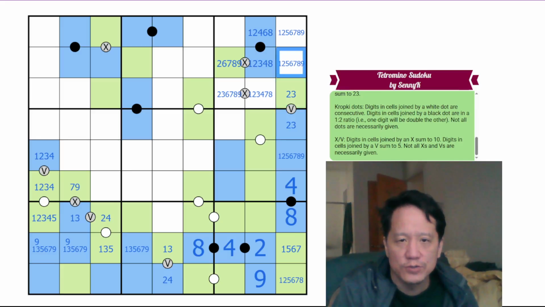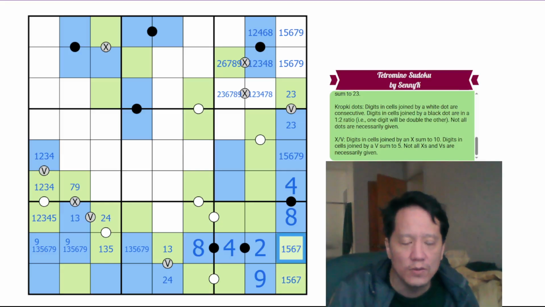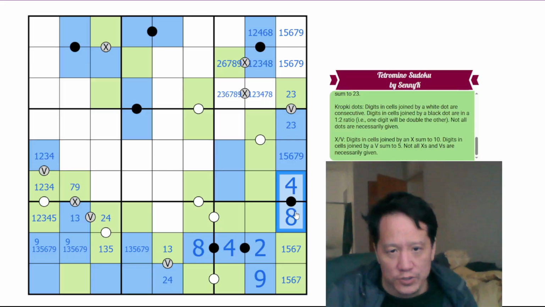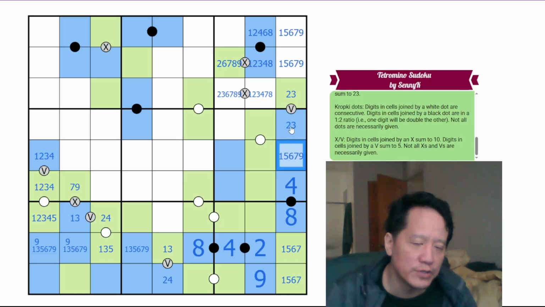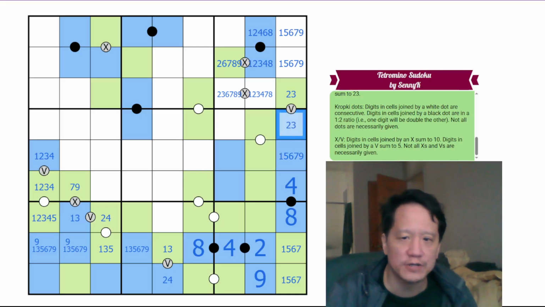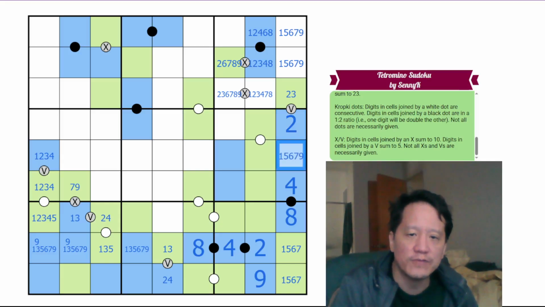This becomes a 2, 3 pair, which eliminates 2 and 3 and 8 in the rest of the column. No, 2 and 8. This is already 12. 12 plus 2 and 9 add up to 23. 12 plus 3 and 8 would have to add up to 23 there, which is not allowed. So this is 2 and 9. So we have 2 and 9 here.